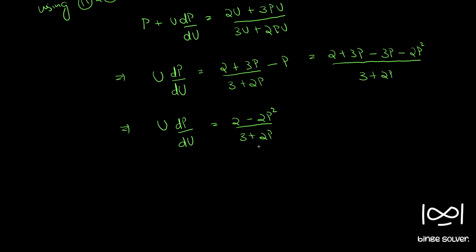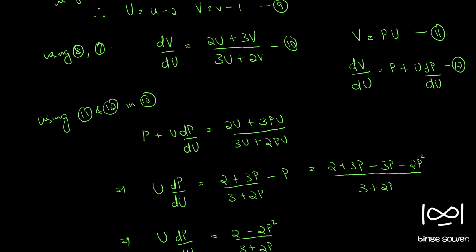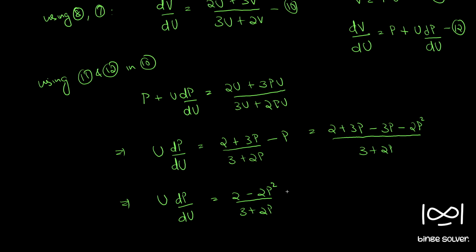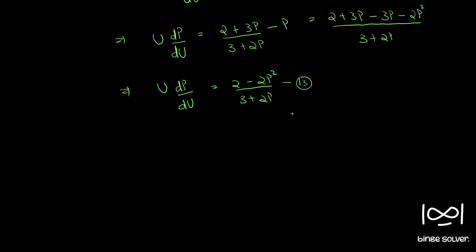Now this is in a form where we can use the method of separation of variables. I can understand that the substitution with p and all is getting confusing, but yes. Now this is our equation 13.